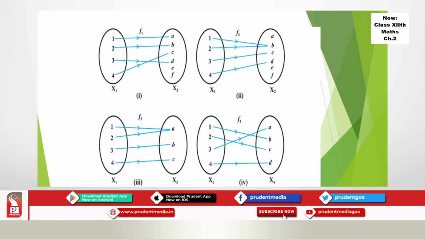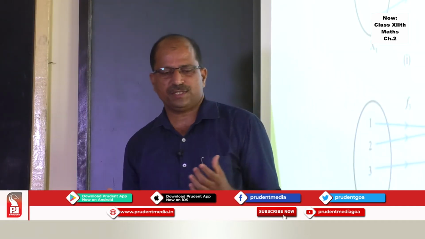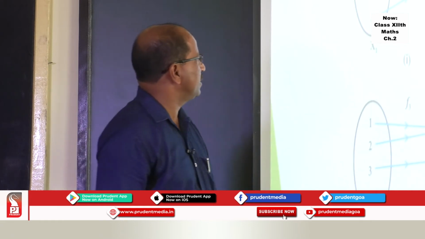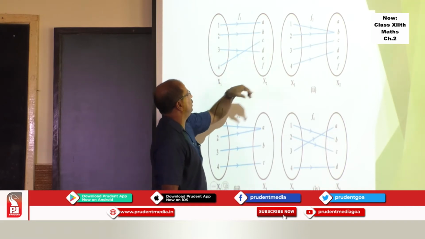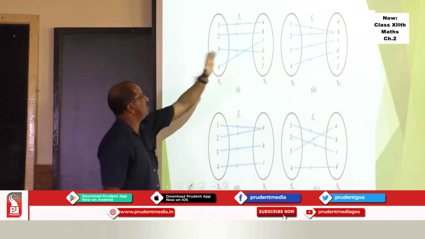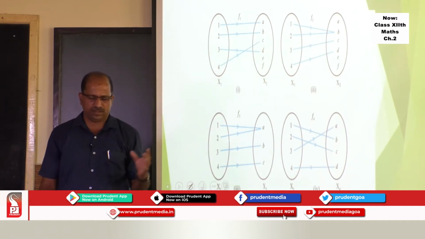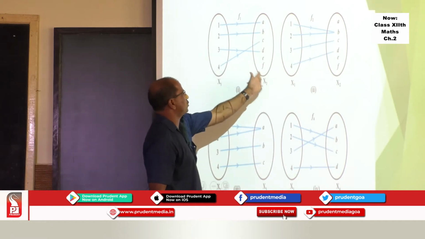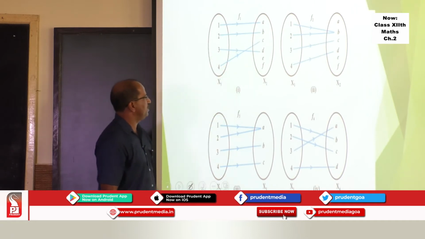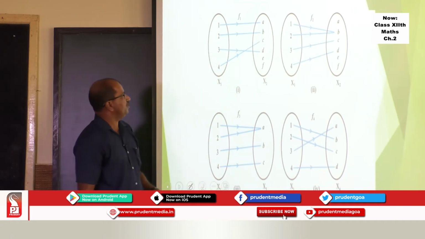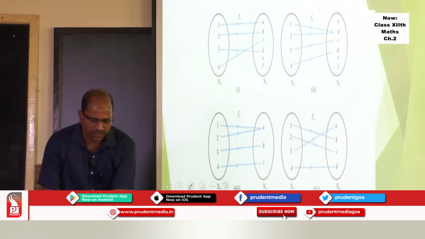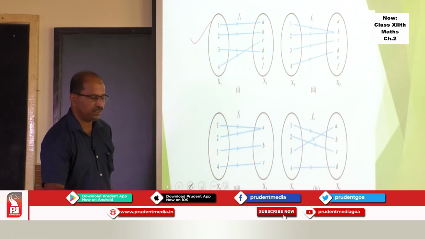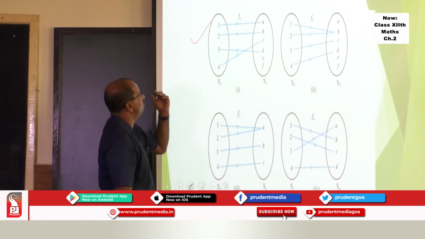I have drawn the arrow diagram. We have taken arrow diagram examples. Look at the first example. If I ask you, is this function one-one? And the answer is yes, because every element here is going to only one element this side and vice versa. So, there is a one-to-one correspondence between the two sets x1 and x2. And therefore, the function f1 is one-one. The first example function is one-one.